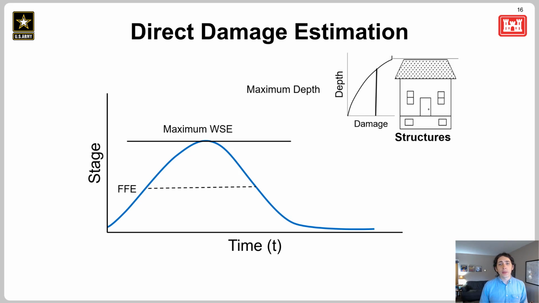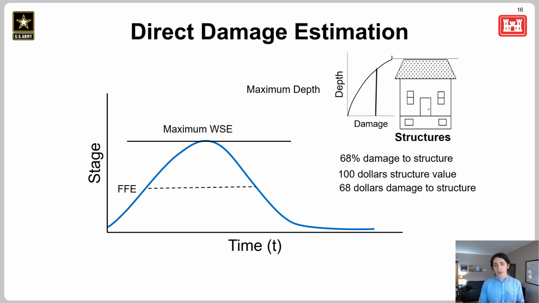We take that maximum depth and find its damage on the curve. In this case, it's sitting at about 68%. So if we assume our structure has $100 of value, then we assume $68 of damage to that structure. That same basic principle applies to content and vehicles.